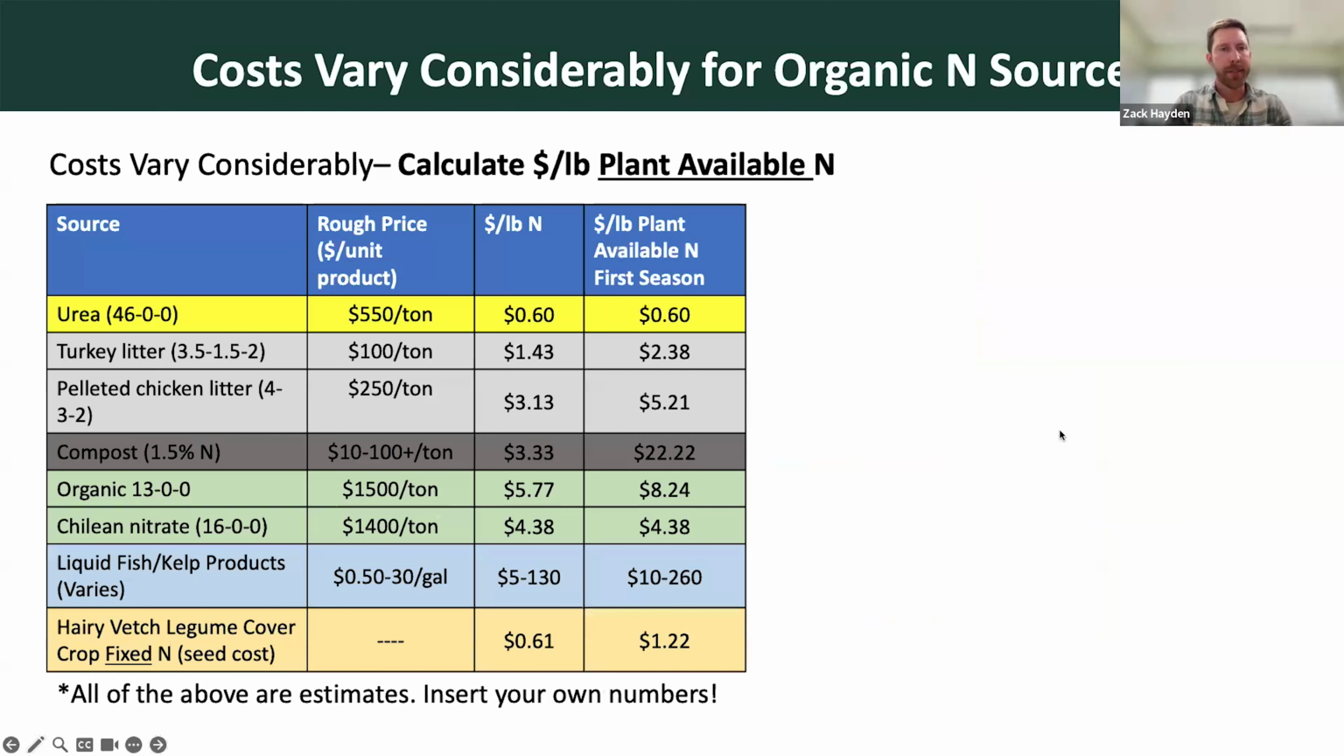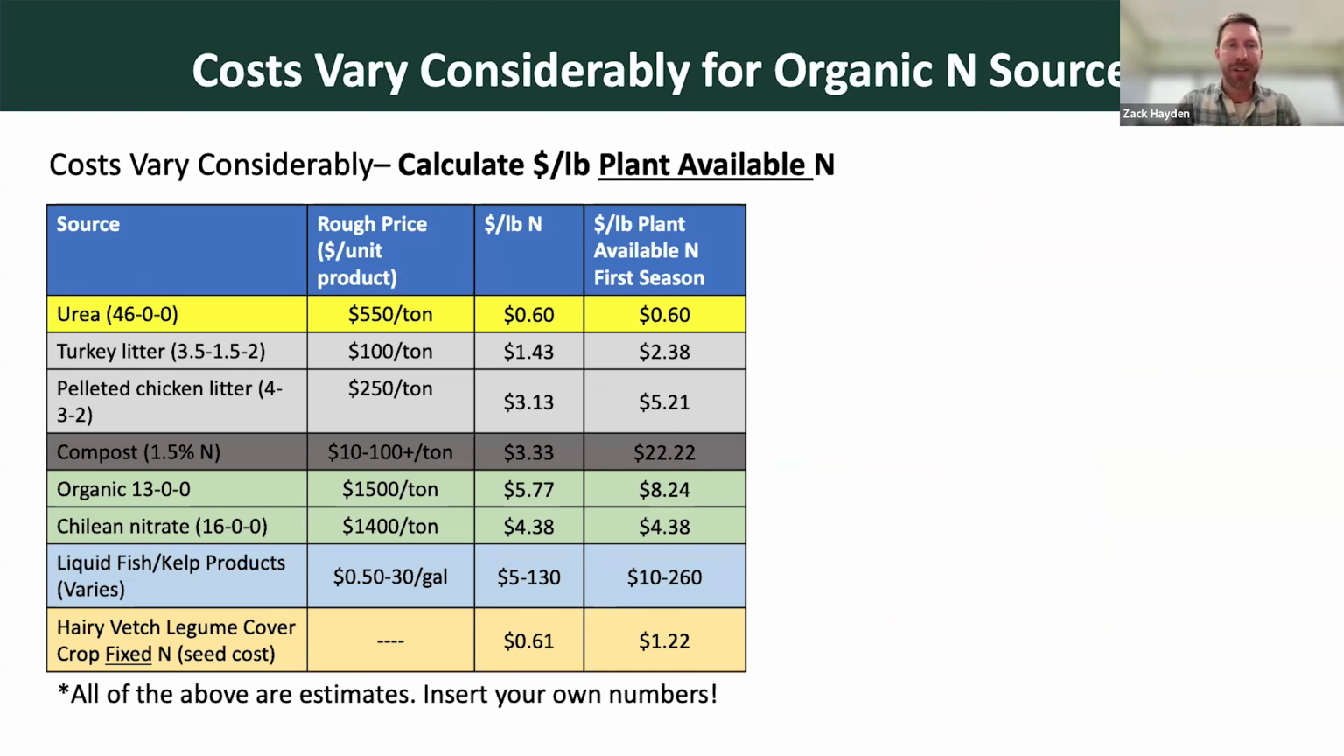All right. The last piece of information here we need to consider is cost, right? So this slide is just to highlight two things. So one, costs vary widely across organic nitrogen sources.